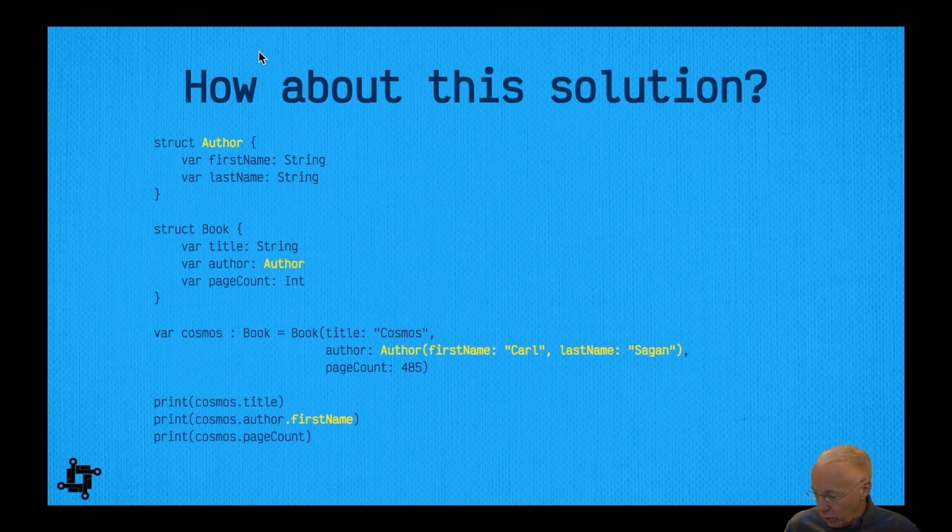So in this scenario, when we initialize Cosmos, we're initializing it to the struct Book. Here are the properties that are getting initialized. One of those properties happens to be another struct. So here is the initializer for that struct. And that struct has first name and last name, which are the properties of this struct. So when we come down to print this, we can say print cosmos dot the book's author property, author dot first name, and our code reads really well. And this is very safe, and this would be considered the best solution.